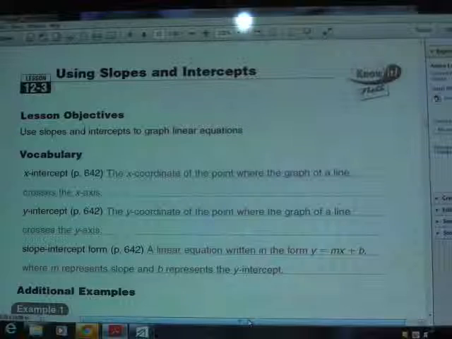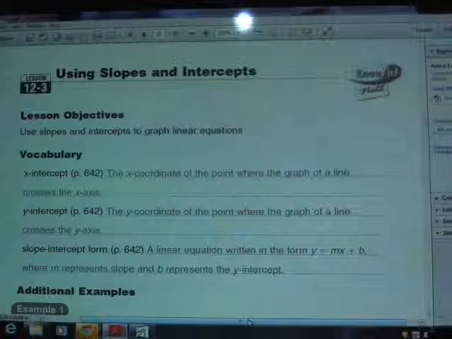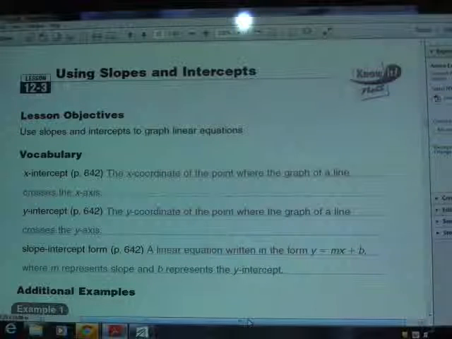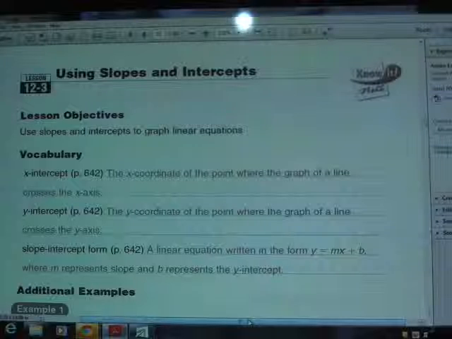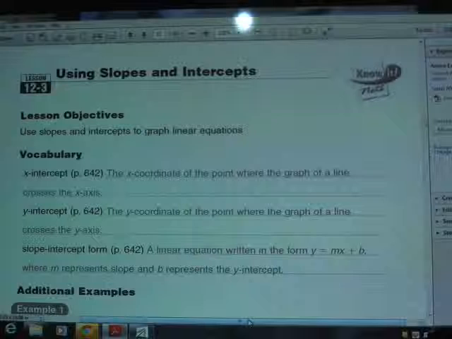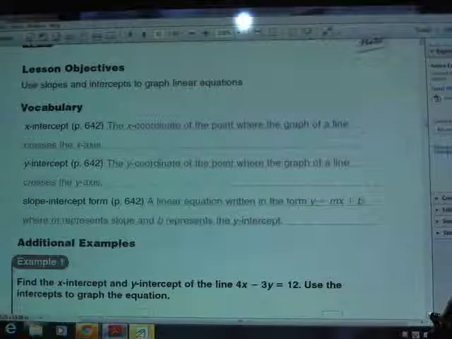Again, the x-intercept, that's the x-coordinate of the point where the graph of a line crosses the x-axis. The y-intercept is the y-coordinate of the point where the graph of a line crosses the y-axis. And slope-intercept form is a linear equation written in the form y equals mx plus b, where m represents the slope and b represents the y-intercept.